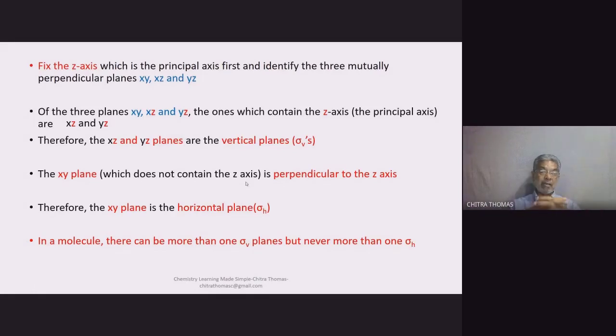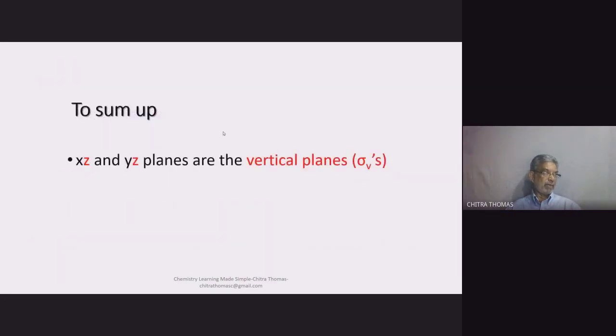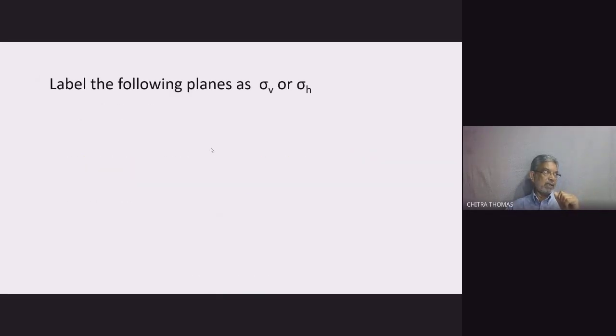For example, in the BF3 molecule, there is one horizontal plane, but there are three vertical planes. And in the PtCl4 2- ion, there is one horizontal plane, the molecular plane, but there are four vertical planes. To sum up, the XZ and the YZ planes are the vertical planes. The XY plane is the horizontal plane.